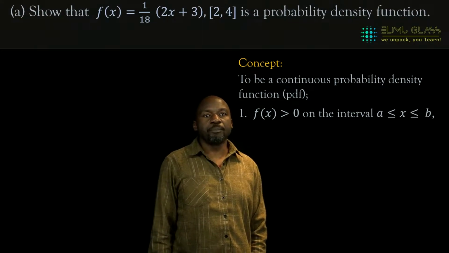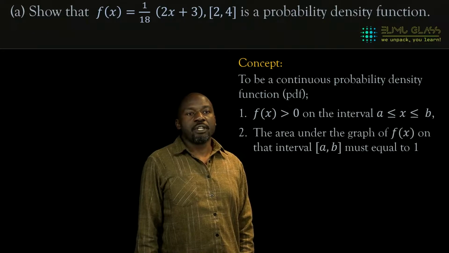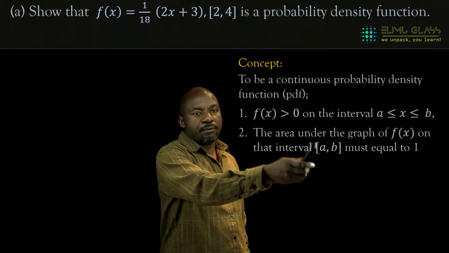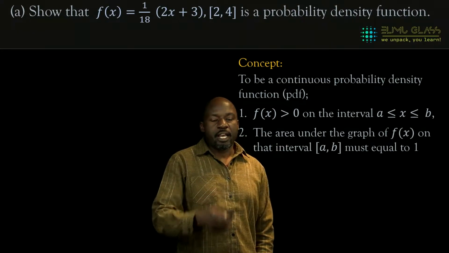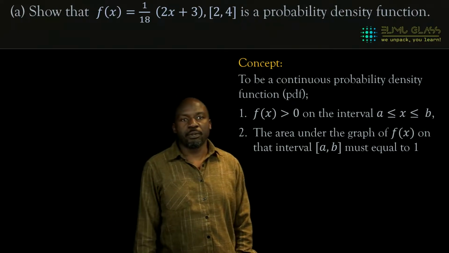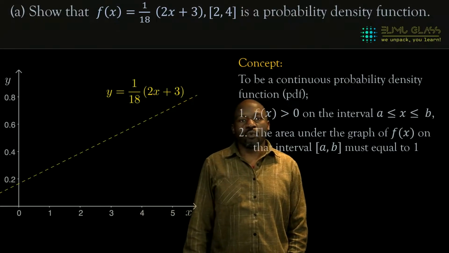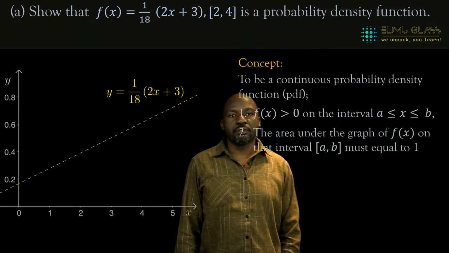The second condition is that the function, if we look for the area under the graph of this function within that interval ab, then the area under the graph has to be exactly 1. Okay, so let's start by looking at the graph that is similar to this. Here is a function y is 1 over 18 into 2x plus 3.